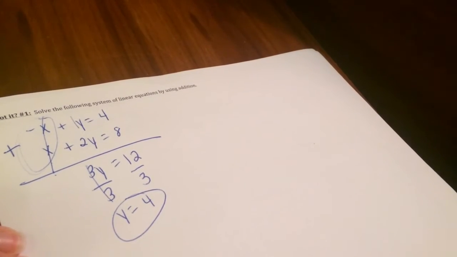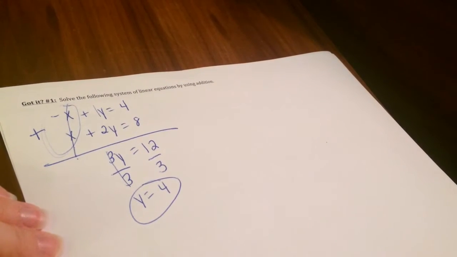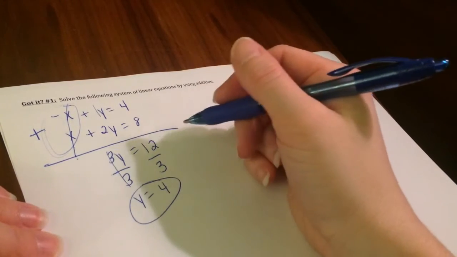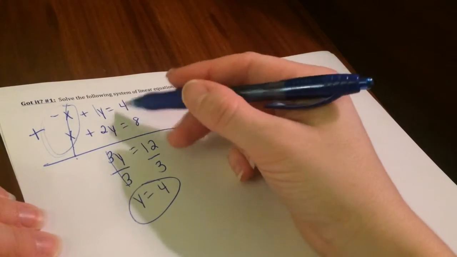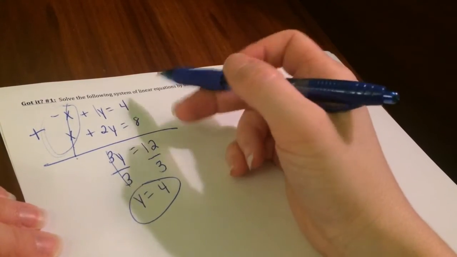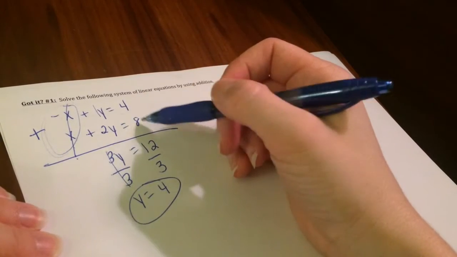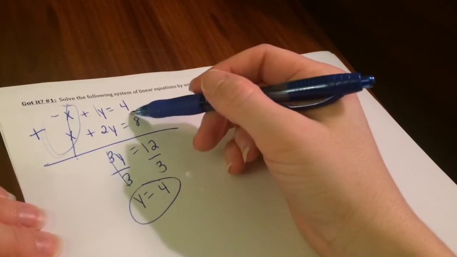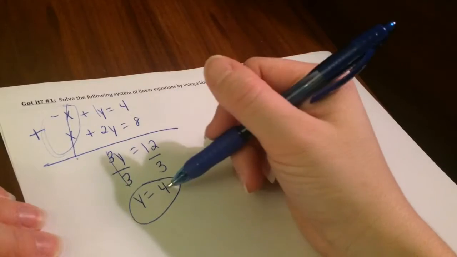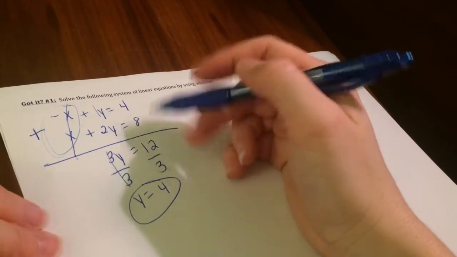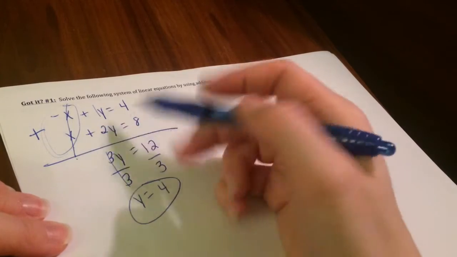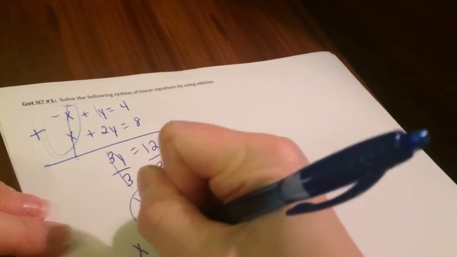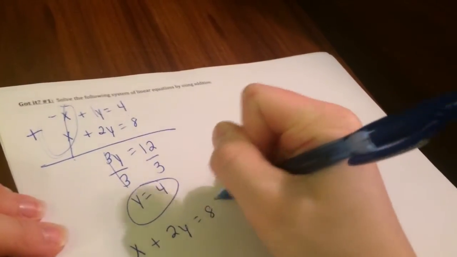Okay, now we're not finished with solving this system of linear equations because we still have to figure out what x equals. There's not an isolated variable in either of these, so we could plug y equals 4 into either equation to solve for x. So let me copy the second equation. x plus 2y equals 8.